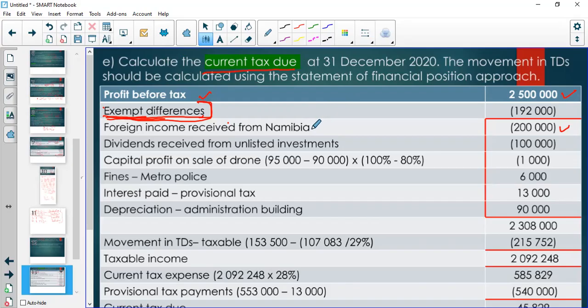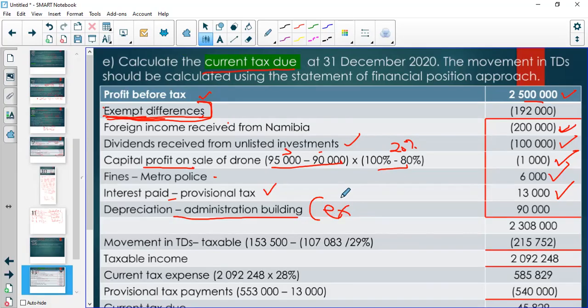So foreign income, we were told it's not taxable, so we deduct it. Dividends, we know that they are not taxable, so we deduct them. Then the capital profit: this is the selling price, this is the cost, and 20% of that is going to be exempt. Because that profit was included in the profit before tax, we reverse it by subtracting it. Then the fine from Metropolis, we are not allowed to deduct that, so we have to add it back to the profit. Then the interest paid with the provisional tax, we're not allowed to deduct, so we add it back. Then the depreciation for the administration building, remember that it's exempt, because no tax allowances are allowed. So we're also not allowed to deduct the depreciation to reduce our taxable income, so we have to add back the 90,000.